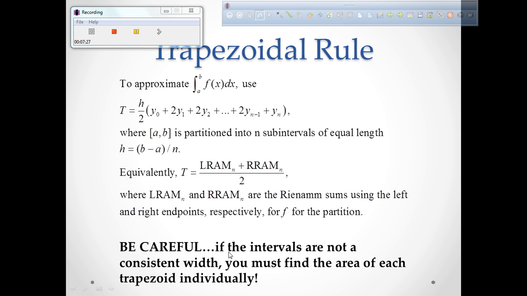I do have a note for you. Be careful. If the intervals are not a consistent width, then you must find the area of each trapezoid individually. We can't just plug into the trapezoidal rule if the height of each trapezoid is not going to be the same.